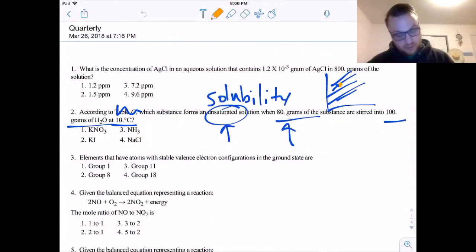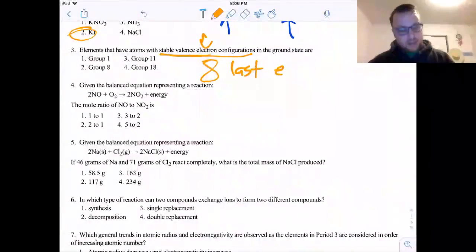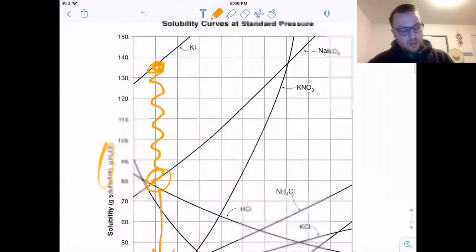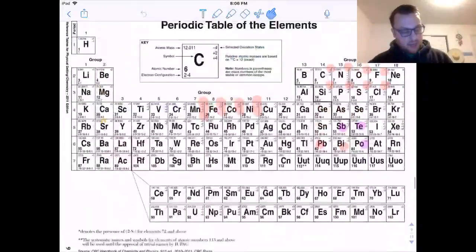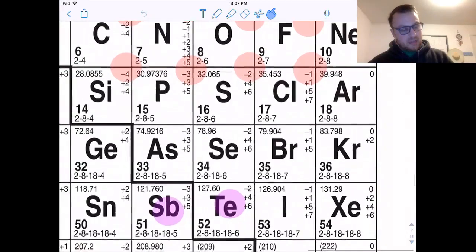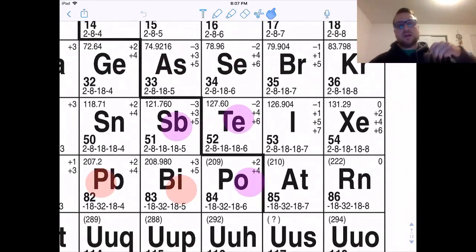Stable electron configurations. The magic number is 8. Valence electrons are the electrons in the last energy level. And if we go to the periodic table, the ones that all have 8 valence electrons are group 18, the noble gases. 8, 8, 2, 8, 18, 8, 2, 8, 18, 18, 8, and so on, 8. So this was a periodic table question. Group 18 is the only one that is stable.